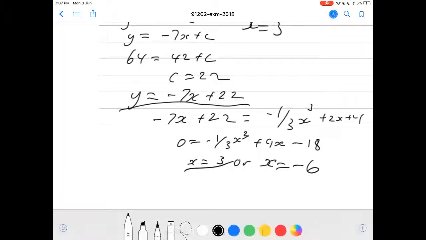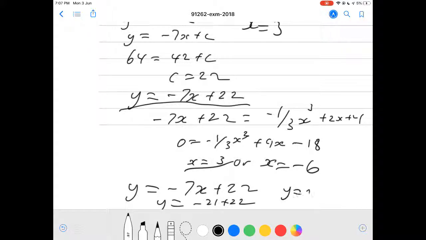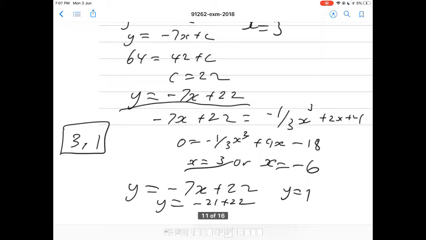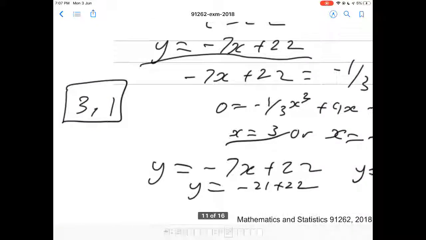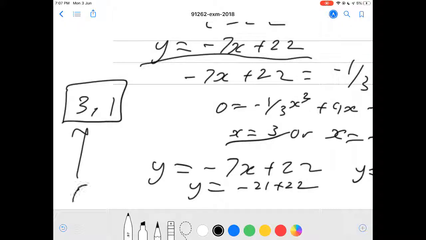In our tangent equation, y equals to negative 7x plus 22, we substitute 3, so negative 21 plus 22, y equals to 1. Therefore the point P is 3, 1. So that should be your final answer. Sorry about all that mess. Sorry, I was blacking out like hell. That should be your final answer here, and that'll get you an excellence grade.